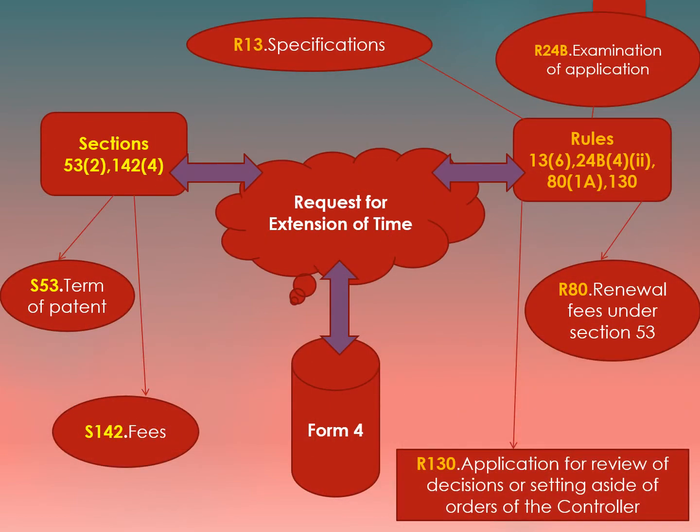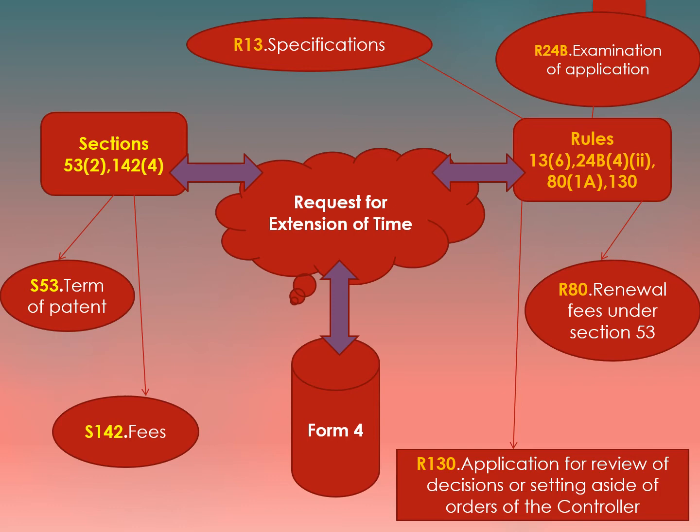The title is request for extension of time. The related sections are section 53 subsection 2, section 142 subsection 4, and the relevant rules are rule 13 subrule 6, rule 24b subrule 4 clause 2, and rule 80 subrule 1a and rule 130. Okay, so we'll discuss one by one.